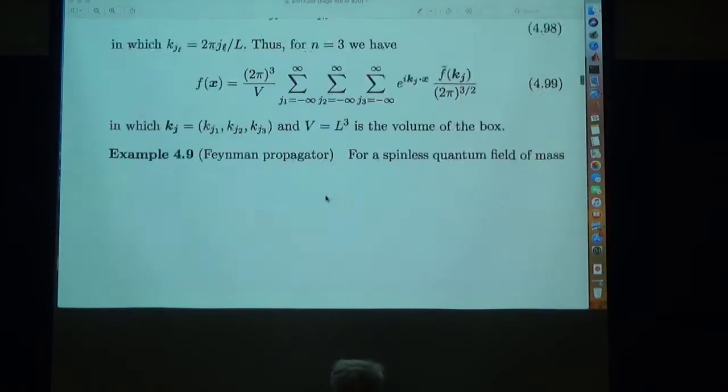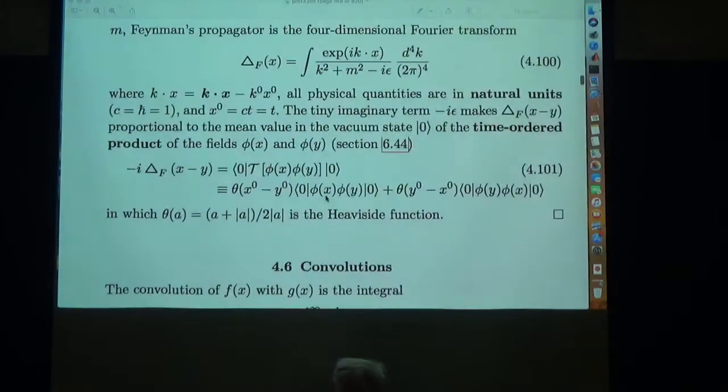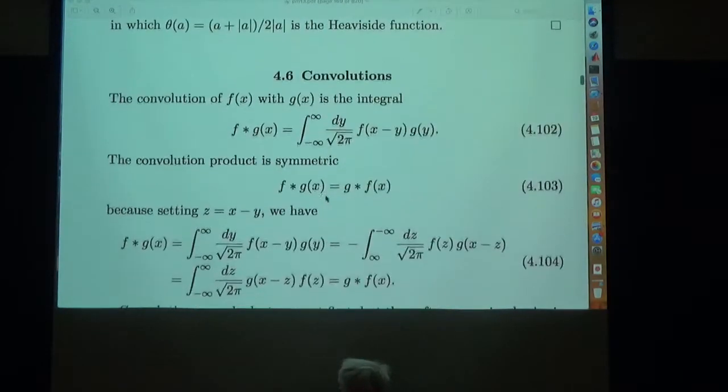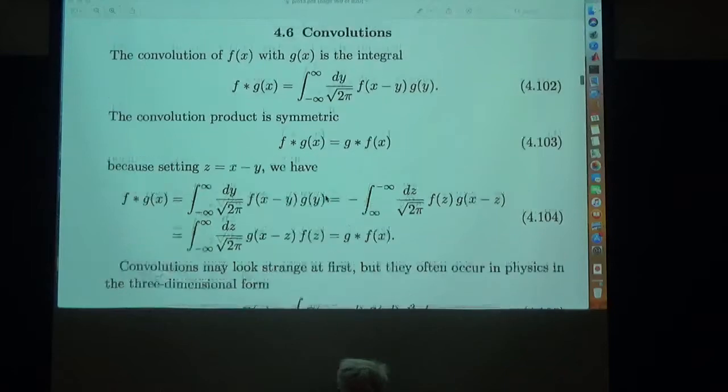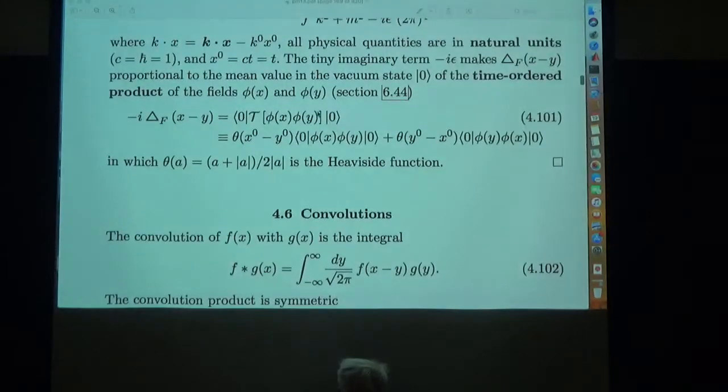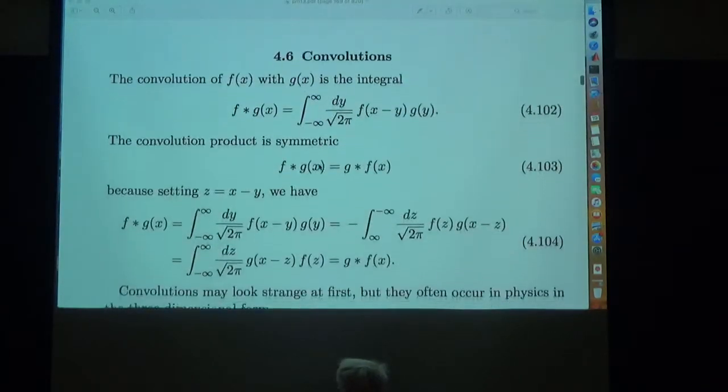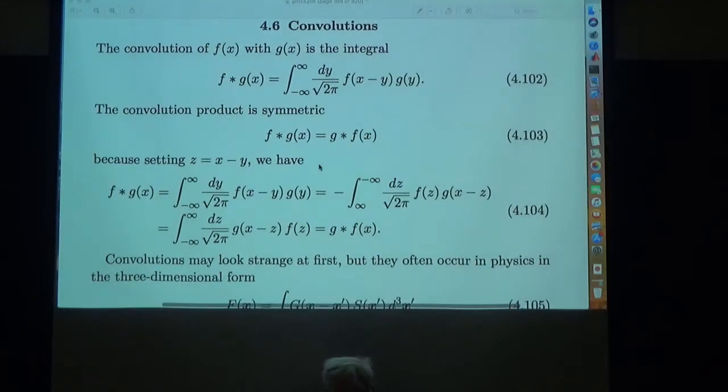An example from quantum field theory is the Feynman propagator. We're going to skip that again. By the way, this is the Heaviside function invented by Mr. Heaviside, which I think is really a remarkable coincidence of the guy's name with the mathematics.